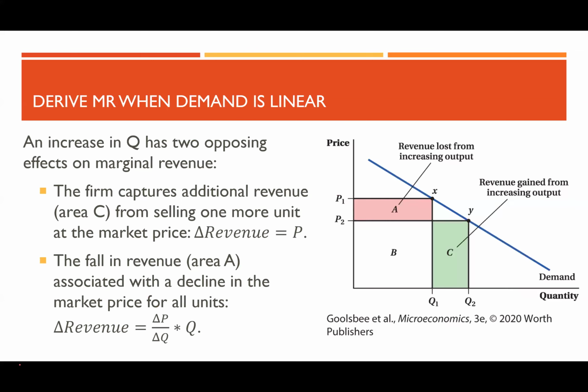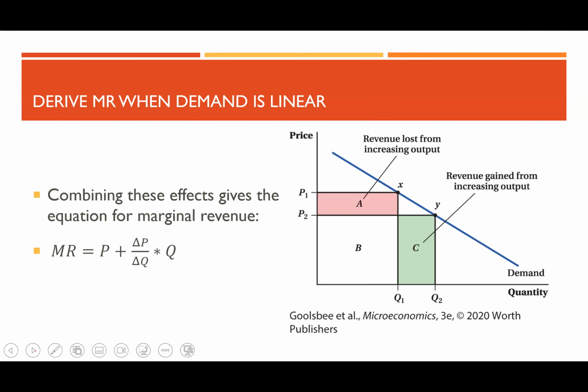So this slide here just walks through what exactly I talked about. In order to increase output, the firm needs to reduce their price, meaning that they are capturing additional revenue C, but they're also losing revenue A. And so we can represent this change in revenue as the change in the price over the change in quantity, right? How much does the price fall and how much does quantity increase, times the amount sold. It's going to give us the fall in revenue for area A. And the new revenue is just the price P times the amount sold.